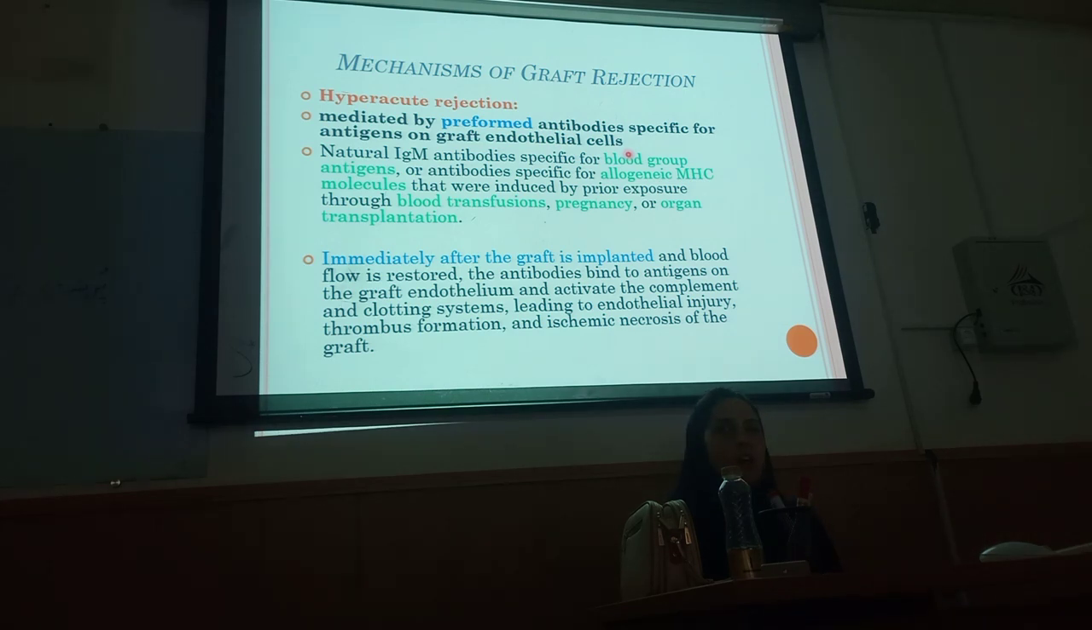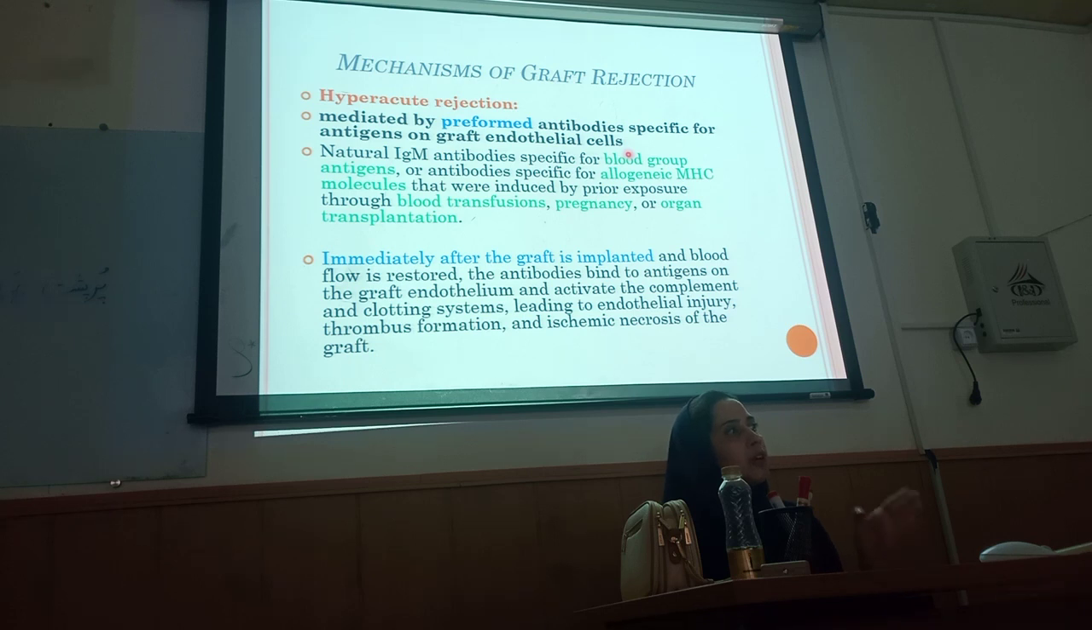We have different kinds of rejection. For example, we have hyperacute rejection. It occurs immediately after the graft is implanted. The reason for this kind of rejection is, for example, differences in ABO groups. It means that we have preformed antibodies in our body against that graft, which are formed before the graft is performed. So, as soon as the graft is implanted, these antibodies attach to antigens of the graft, and complement activation and other things happen.